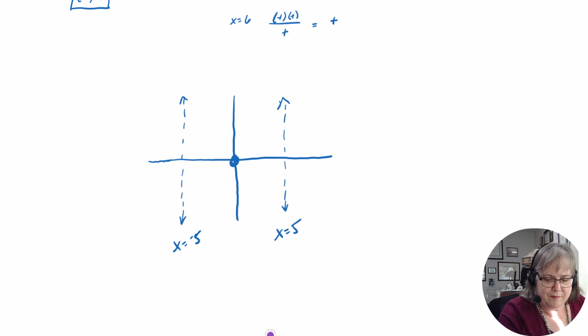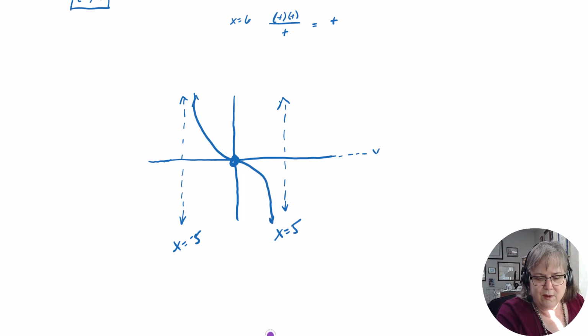Here's my x-intercept, my one and only point. Now, what you have is you know that if it's decreasing throughout and it passes through this (0, 0), you know it does this. You also know it has a horizontal asymptote of y = 0.